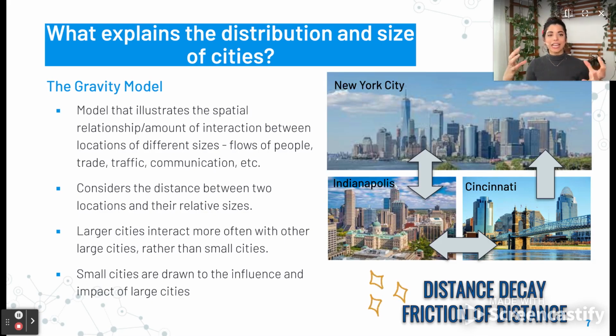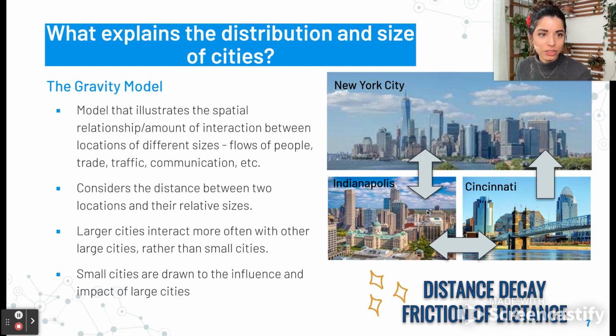So large cities have that gravity, that pull for that interaction. This is something we've talked about before. We have something called distance decay, and then in terms of population, we have something called the gravity model. So New York will pull people from Indianapolis and Cincinnati. These are smaller cities. You probably have never heard of them. Maybe you have. And they interact with New York City.